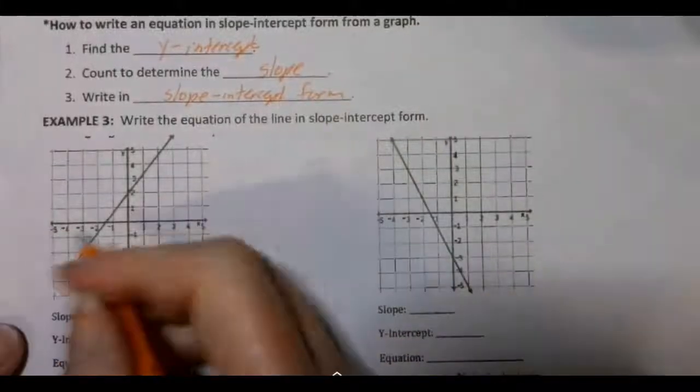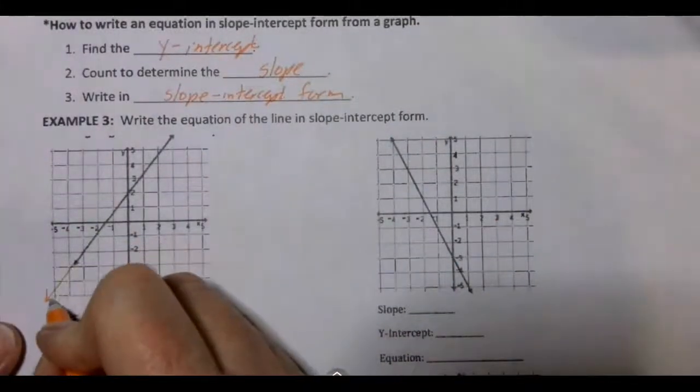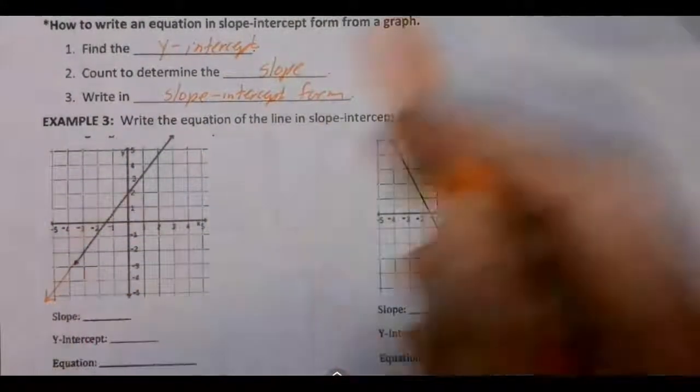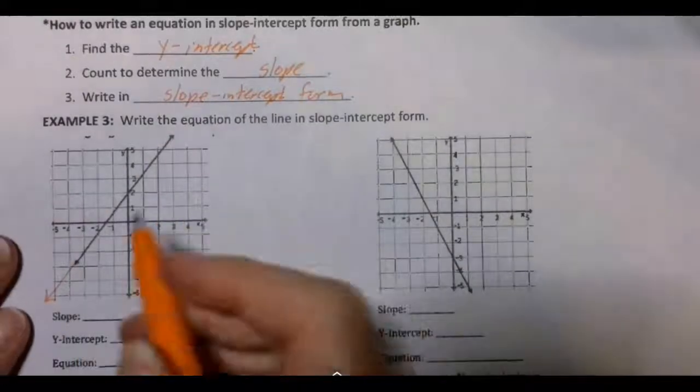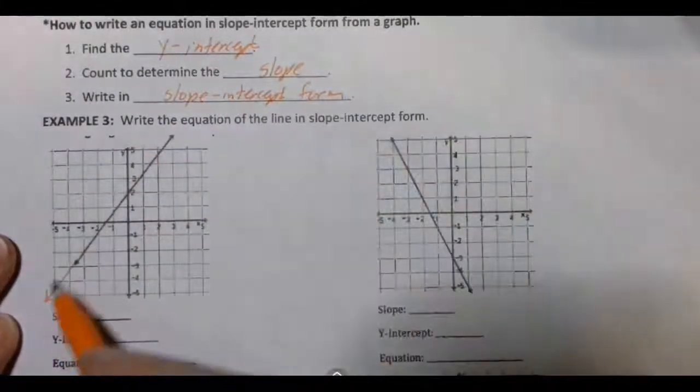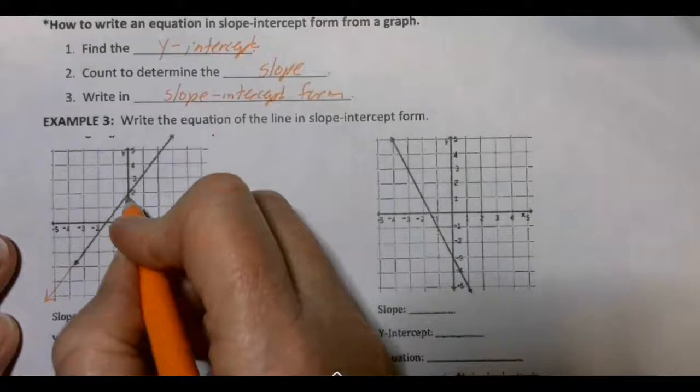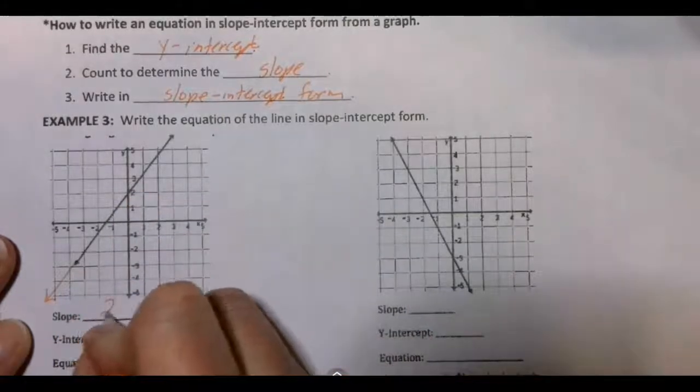Okay? So see right here, I don't like that they didn't continue it all the way down. I think the line should go from the grid to the grid. So here we go. We're going to start on this one. What is our y-intercept? Where does the graph cross the y-axis? Well, right there. So it's going to be 2.